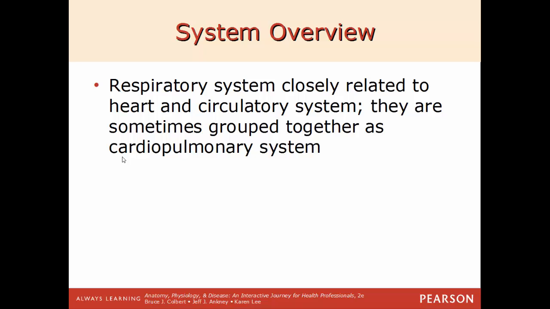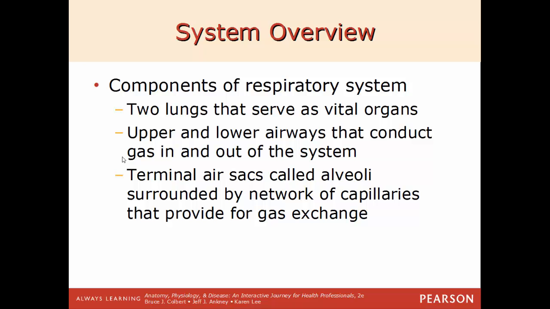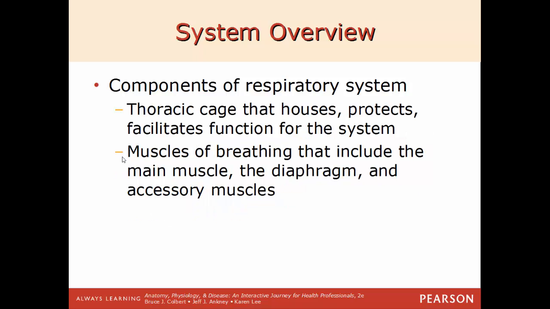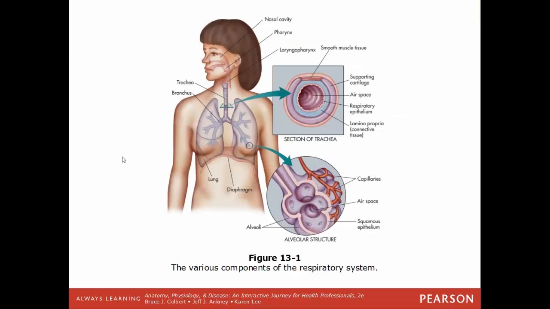the cardiopulmonary system. The components of the respiratory system include the two lungs that serve as vital organs, the upper and lower airways that conduct gas in and out of the system, the terminal air sacs called alveoli that are surrounded by a network of capillaries that provide for the actual gas exchange, the thoracic cage that houses, protects, and facilitates the function of the system, and the muscles of breathing that include the main muscle, the diaphragm, and the accessory muscles.